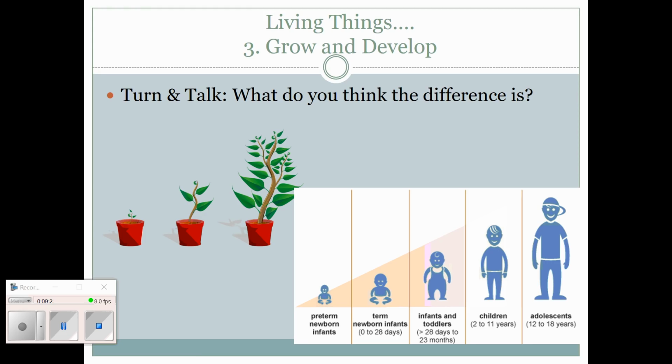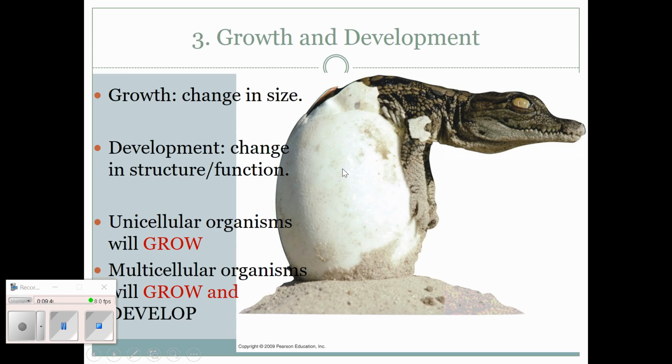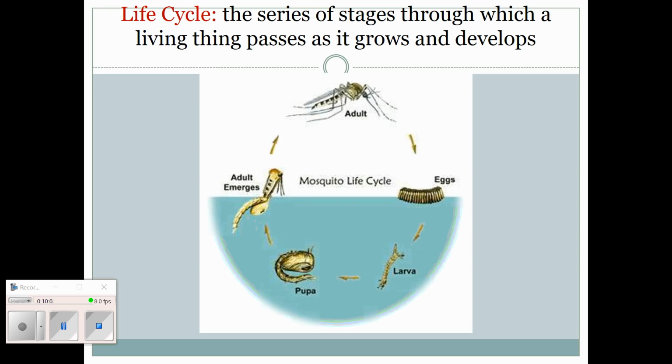Our third characteristic of life is grow and develop. So think about or talk to a partner close to you. What do you think the difference is between growing and developing? Right. Growing is a change in size. Developing is a change in structure and function. Unicellular organisms grow, multicellular organisms grow and develop. They change over time and they develop new characteristics.